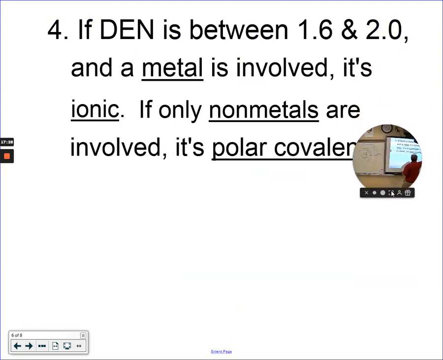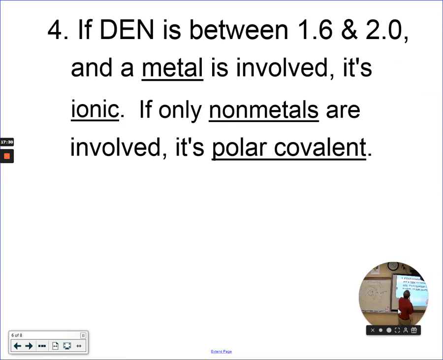So, there are a few more cases actually, and one of them, if your difference in electronegativity is somewhere between 1.6 and 2.0, and a metal is involved, then it's always going to be ionic. However, if the bond only involves nonmetals, then you're going to have a polar covalent bond.